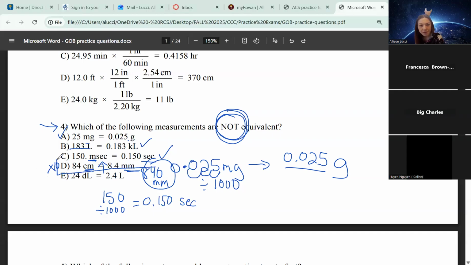So D is the only incorrect or not equivalent value given. I'll tell you, deciliter here, that's 1/10. So 1 deciliter is 1/10 of a liter. So if we did 24 divided by 10 here, that's where we get 2.4 liters equals 24 deciliters. So that's also a true statement.